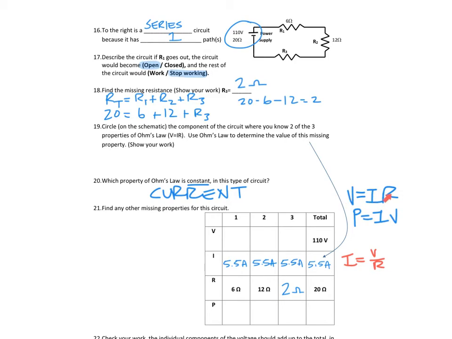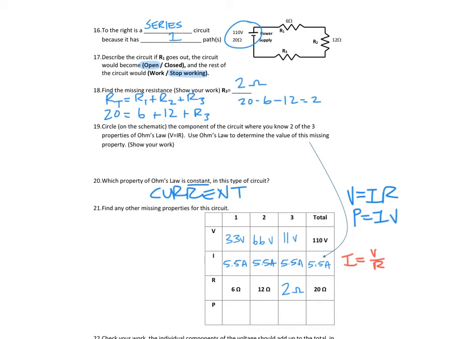Okay. Now we can proceed to solve for V. Remember, V equals I times R. If I is 5.5 and R is 20, if I multiply those two, I get 110. So what's 5.5 times 2? That's what's going to go in here for V. So let's calculate 5.5 times 2. That gives me 11. What is 5.5 times 12? That is 66. And then 5.5 times 6, that is 33. So 33 plus 66 plus 11 gives me 110.